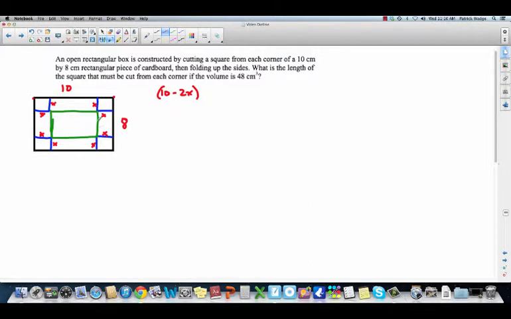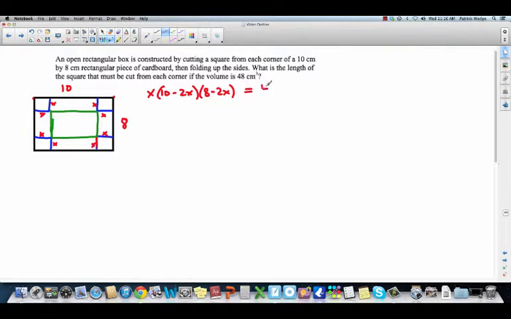How about this dimension here, this green distance here? It's not 8, that's what the whole thing was, but once we take away the x here and the x here, we're left with 8 minus 2x. So to get volume, you go length times width times height. What's the height of the box once you fold it up? Once you fold it up, you know me, I can't draw, but do you see that one of these x's right there, that'll be the height. The height is now x.